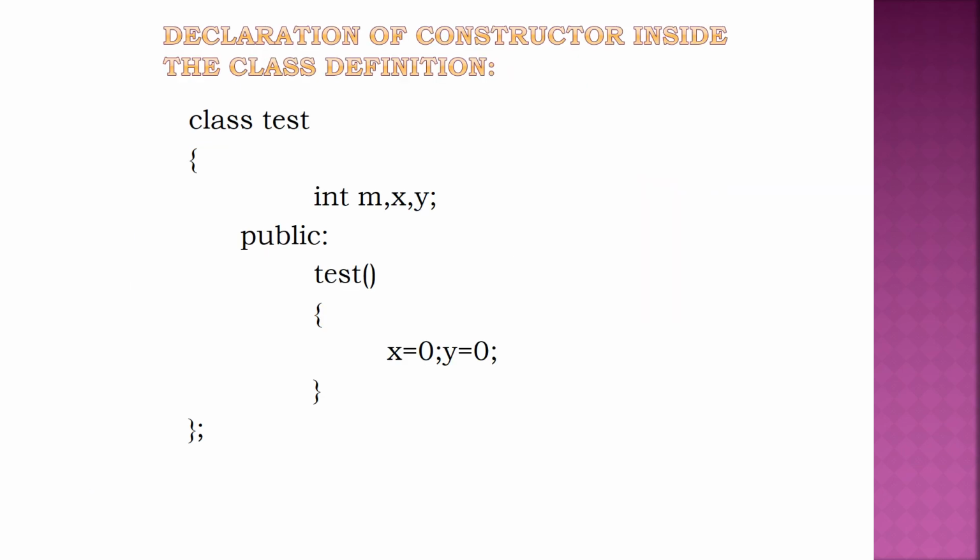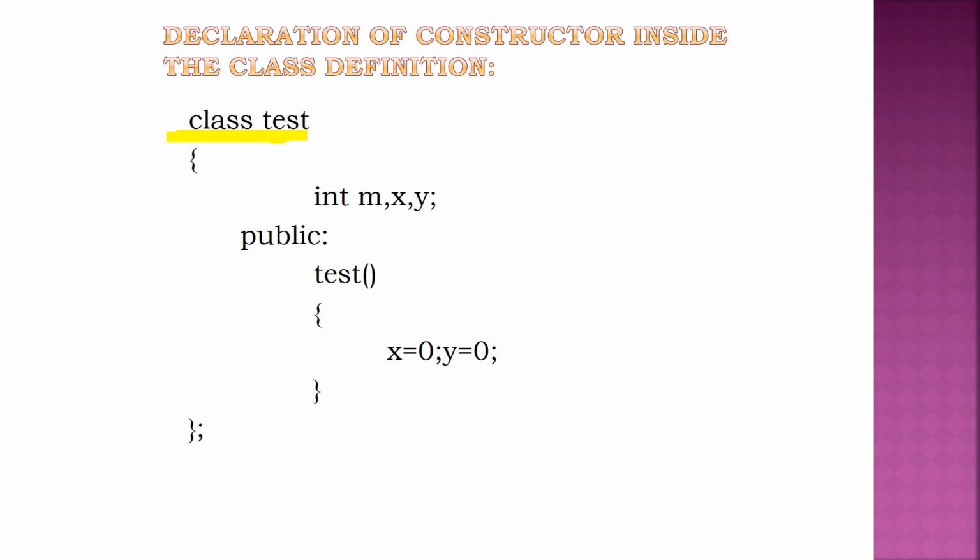Here we have an example for the constructors. Let us take this example. I have created a class called test, which consists of three data members, that is m, x, y. By default, they are considered private.